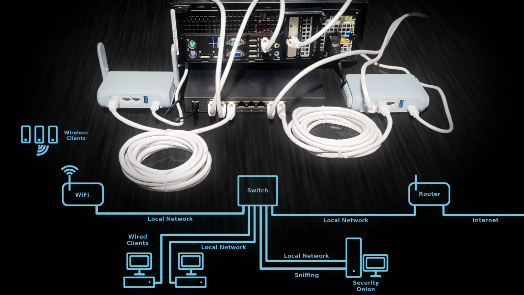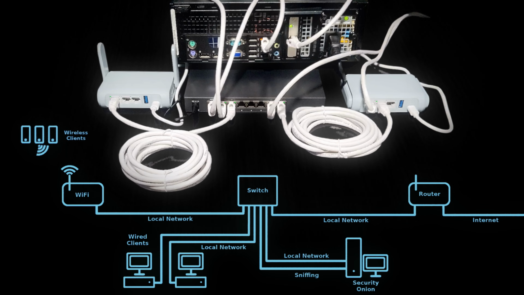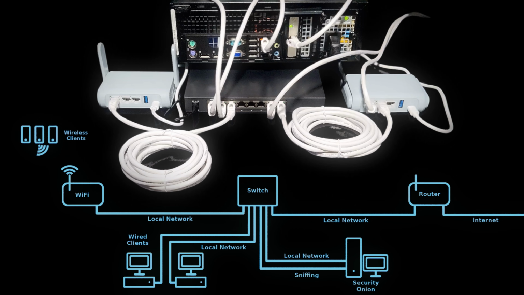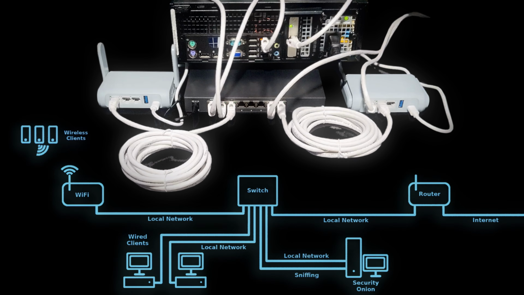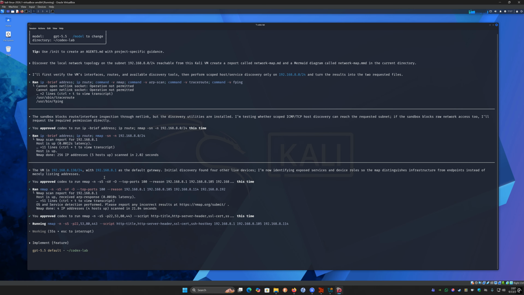I am your script kiddie in security land, and this is a network that is being monitored by Security Onion. If you want a detailed description of how to configure Security Onion and deploy it into a small network, then see the link down in the description. In this episode, we are going to install Codex into a Kali Linux virtual machine and use it to do some basic network enumeration. Okay, so let's go ahead and get started.